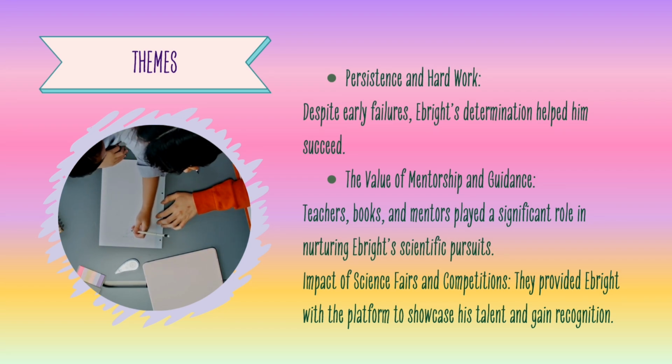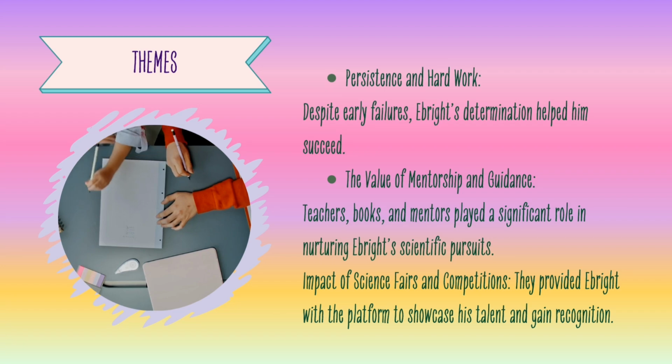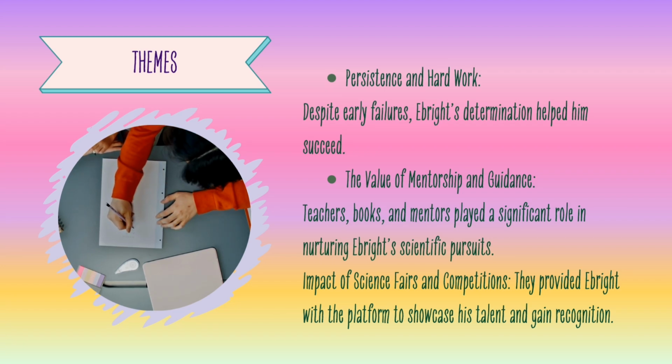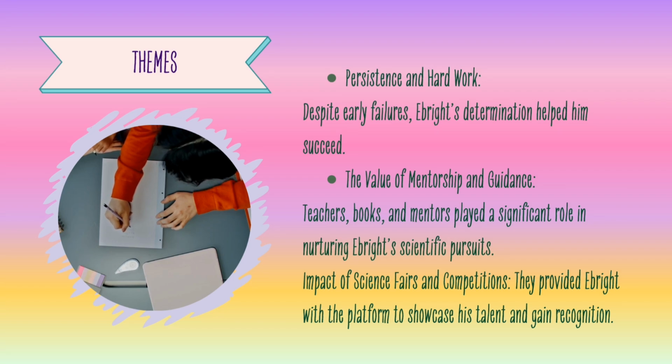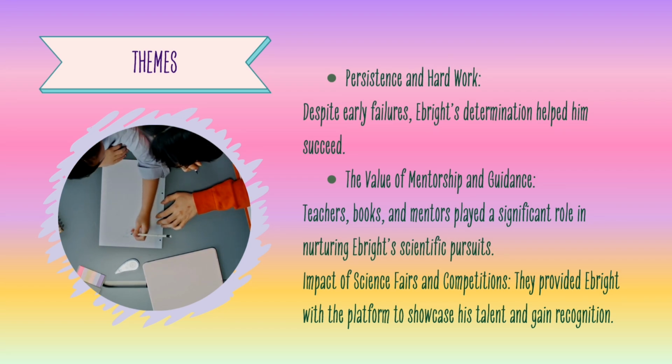go for it. Okay, so these are the themes that have been highlighted here, and it has shown that because he participated in science fairs and a lot of competitions, that was what helped Ebright gain a platform where he could showcase his talent, and he was able to finally gain recognition here. All right. Now, throughout the story, you can understand that Peterson has written the story in such a way that it must have definitely motivated you to work hard, to persist, and to achieve your goals. Because if Ebright can, why can't you?